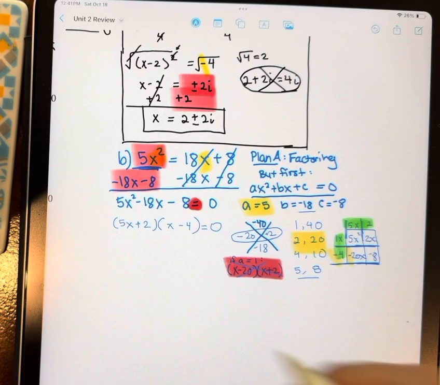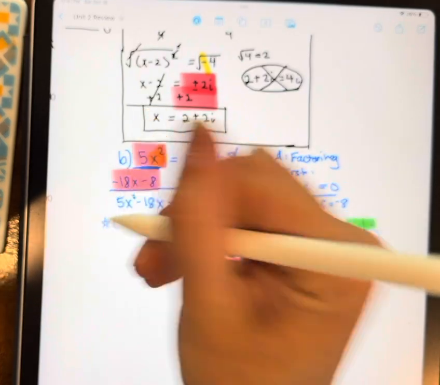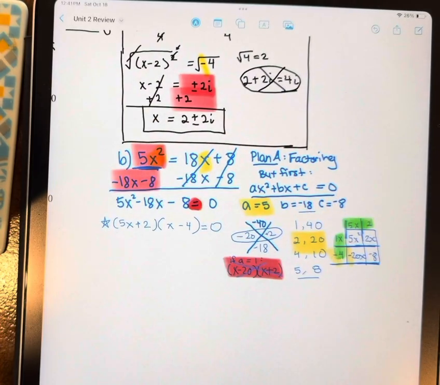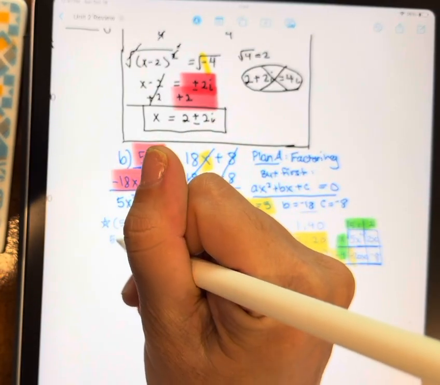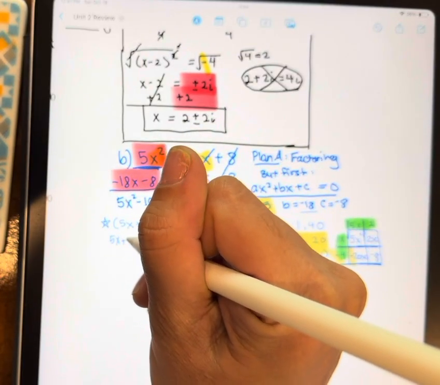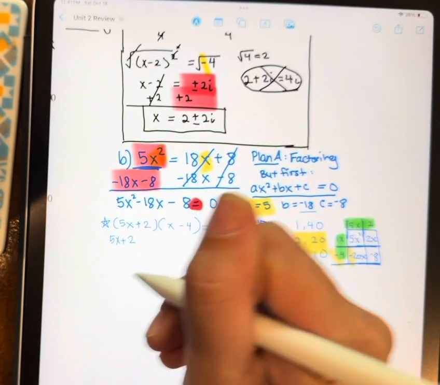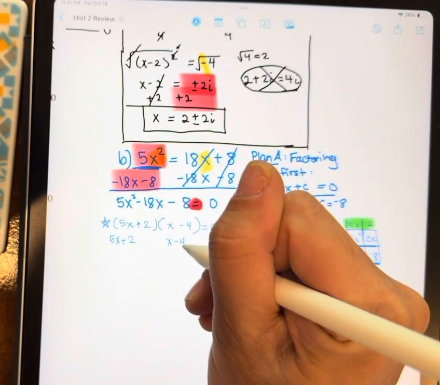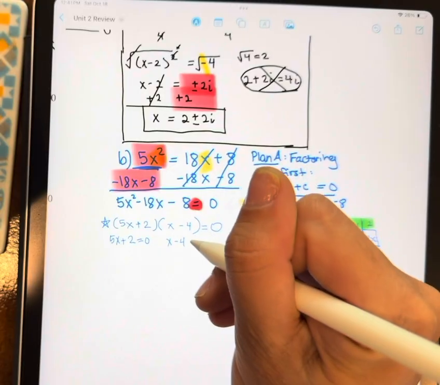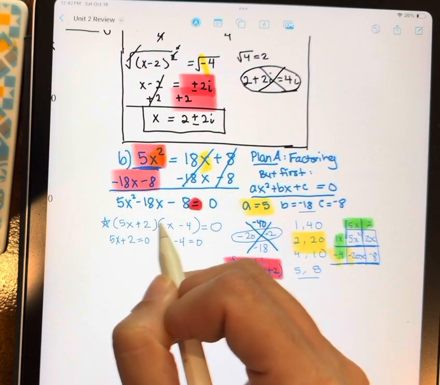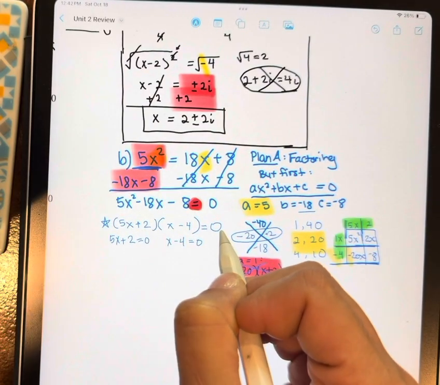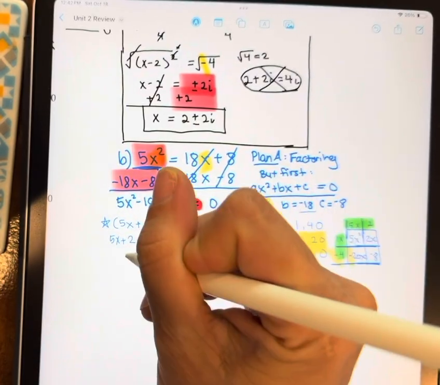And now I can solve this factored equation. All I have to do is take each of these factors, the parentheses are the factors, so take the 5x plus 2, take the x minus 4, and set each individually equal to 0, because if either one of them is 0, then you're multiplying something by 0 and your answer will be 0.